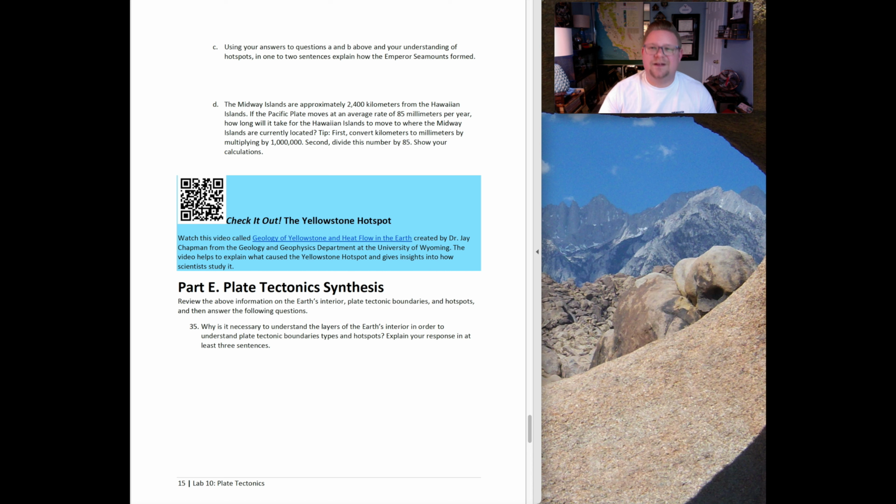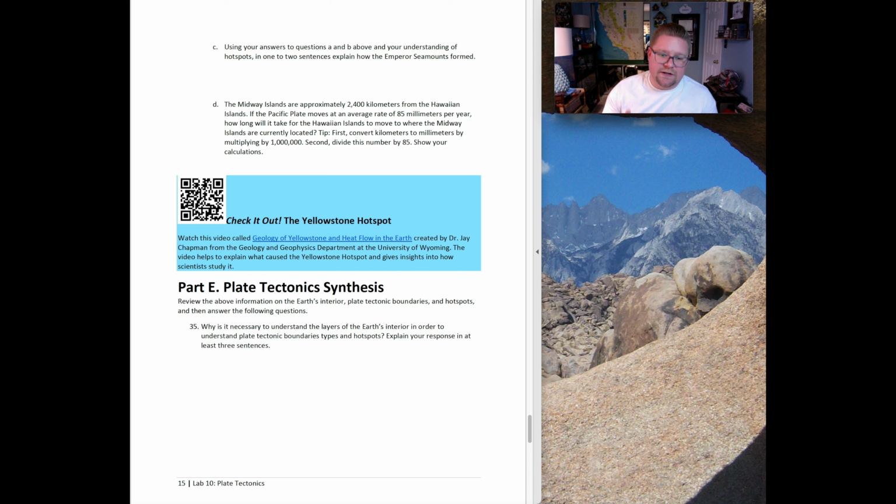No, we didn't. Part D. All right, welcome to part E. It says plate tectonic synthesis. So this is really the big putting-it-together moment. It says review the above information on the Earth's interior, plate tectonic boundaries, and hotspots in order to answer the following questions. Question 35.